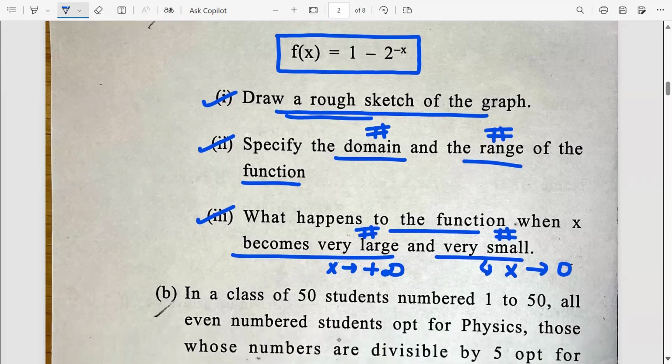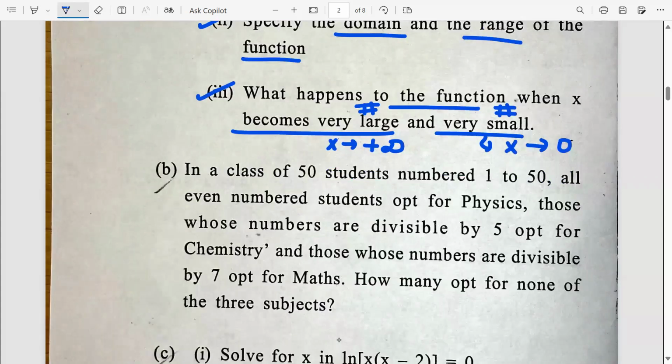So I hope all students have understood this. Let's solve question number B.